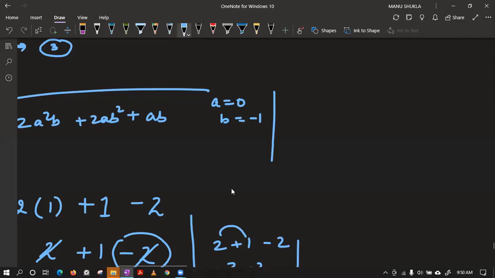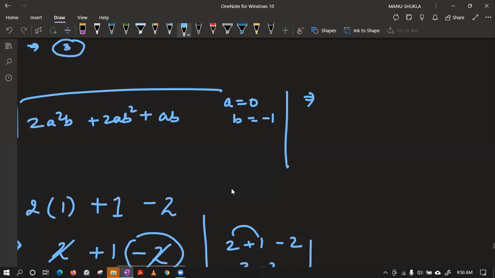Okay. So I'm putting the values. In the place of a, I will put 0. So we have 2, then we have a square.